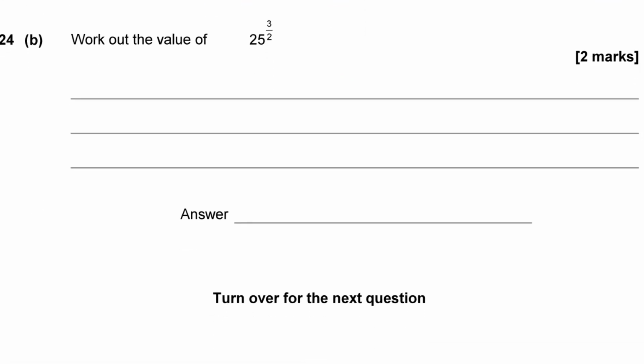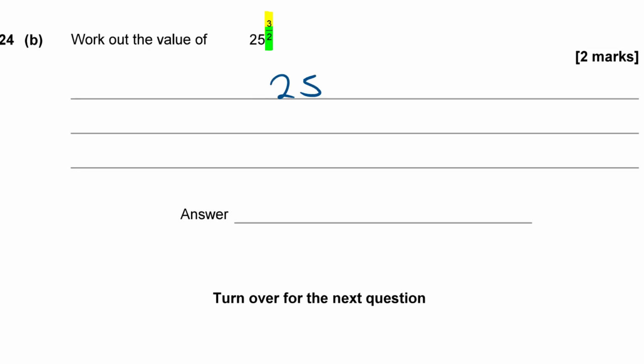Part B says, work out the value of 25 to the power of 3 over 2. So I've got a fractional index here. Now you can treat these as two separate operations. I'm going to be cubing, and I'm going to be finding the square root of my number.